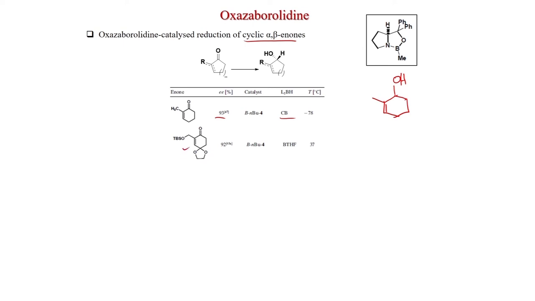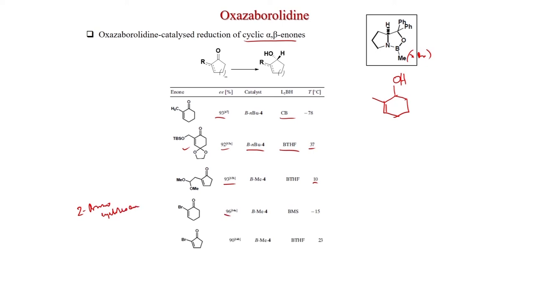Here, this cyclic enone, the reduction product can be obtained in 92% E with borane N-butyl, this is the N-butyl. And BTHF, the hydride source at 37 degree centigrade. This cyclopentenone can also be reduced with 93% E, 10 degree temperature. This is the bromo substituted 2-bromo cyclohexanone. Give 96% E. 2-bromo cyclopentenone can also be reduced in 90% E. The E dropped a little bit with BME4 catalyst, BTHF, borane THF hydride source.